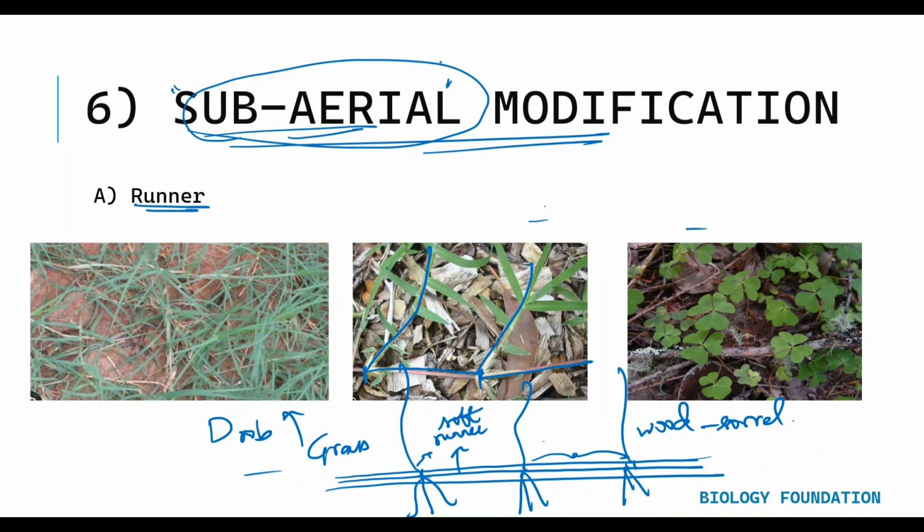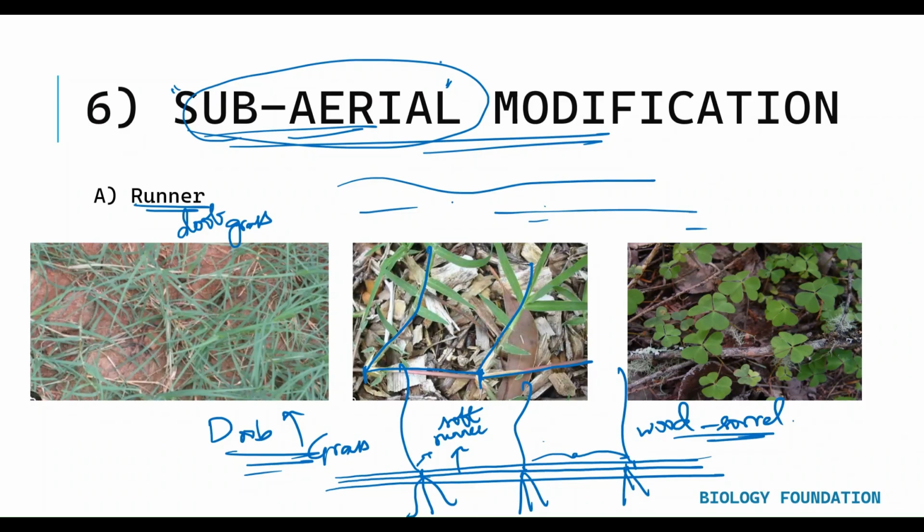Okay, can you see here? It's seen in wood sorrel, it's seen in doob grass. Where if this is the soil, a stem grows horizontally on the surface of the soil. It is divided into nodes, and at each region of the node, again roots develop and a new plant starts arising. So this stem that you see is called a runner. It's a slender stem.